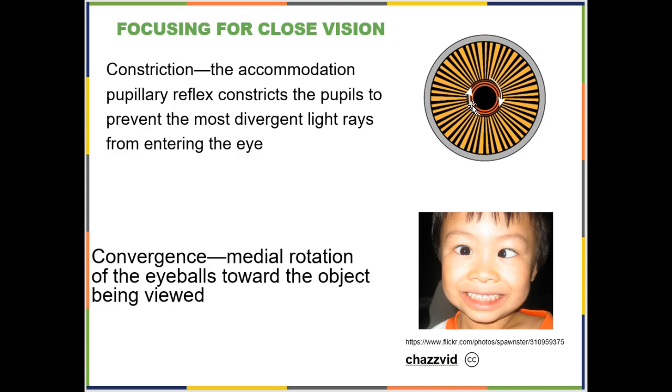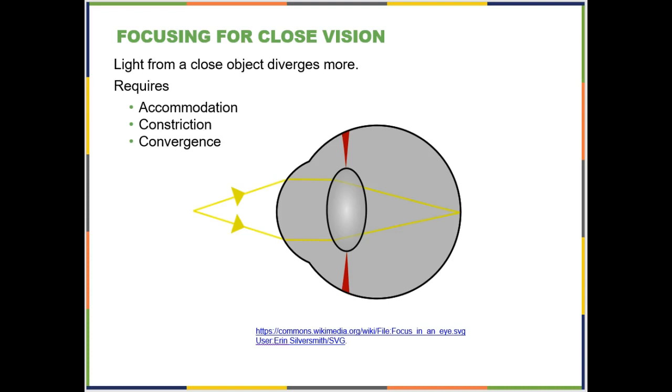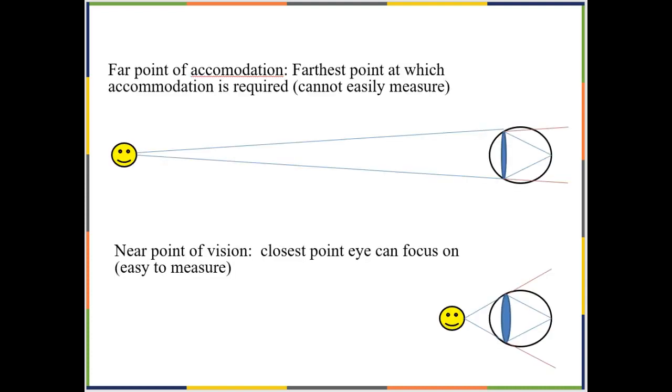At the same time your pupil is constricting, your eyes are going to converge. This picture here is obviously an exaggeration of that. I have no idea who that kid is. I just found him on Flickr, but he's not copyrighted. So there, that little child is there with the crossed eyes. So, right, divergent light rays require accommodation, constriction, and convergence, and understand all of that.